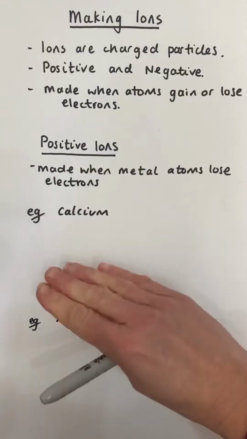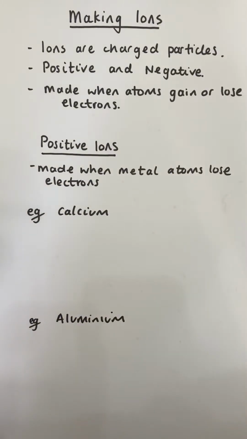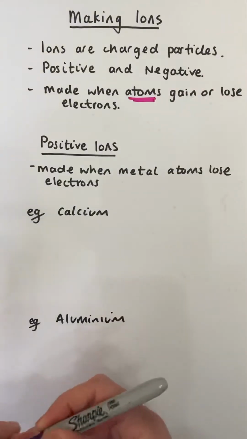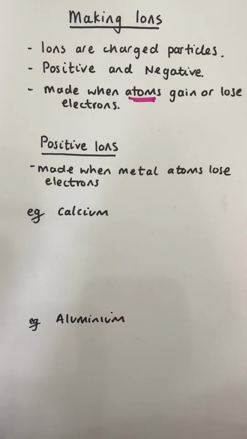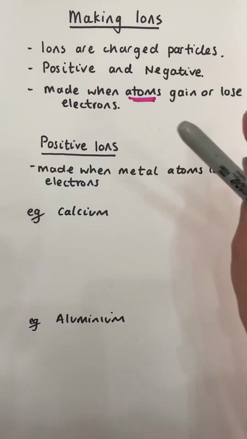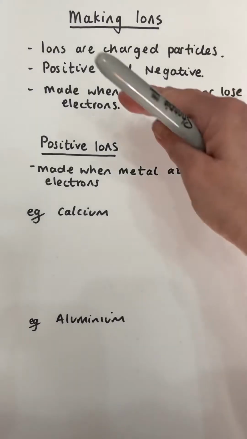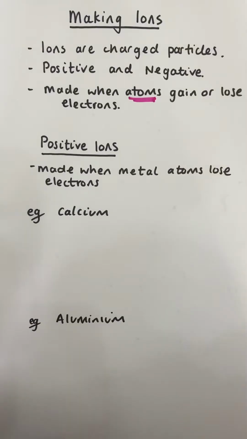So before we look at positive and negative ions, let's remind ourselves about atoms. Now an atom, remember, is a neutral particle. An atom contains three subatomic particles: protons, neutrons and electrons. But it contains protons and electrons, which are the positive charge and the negative charge, in equal amounts. Therefore, they cancel each other out, which means overall the atom is neutral.